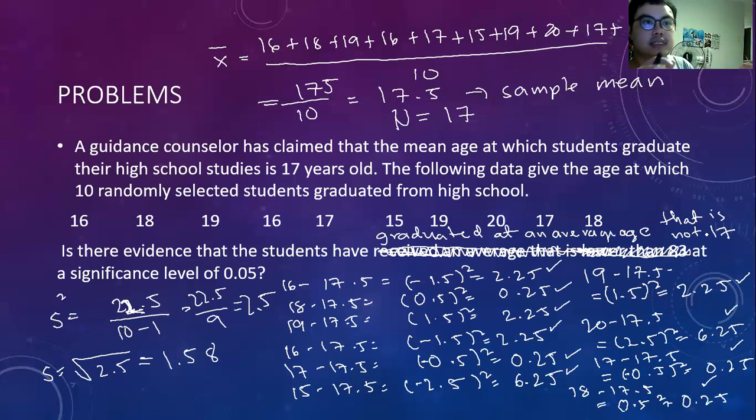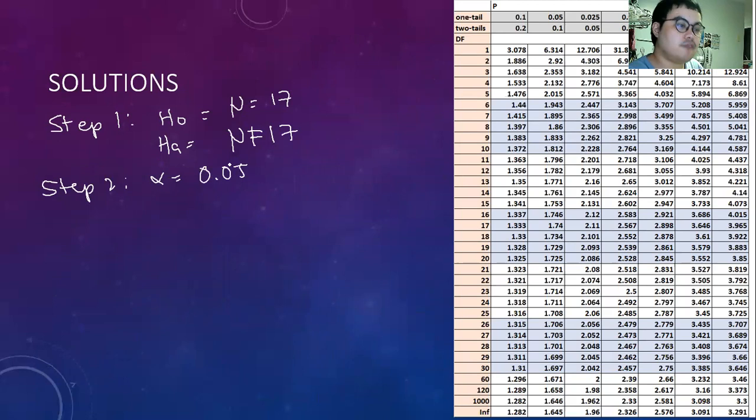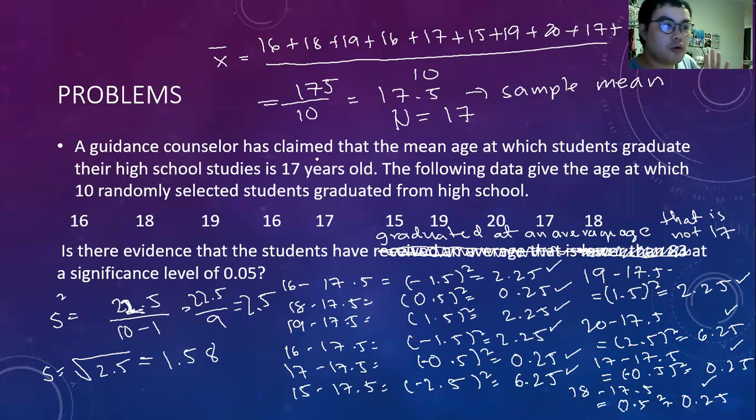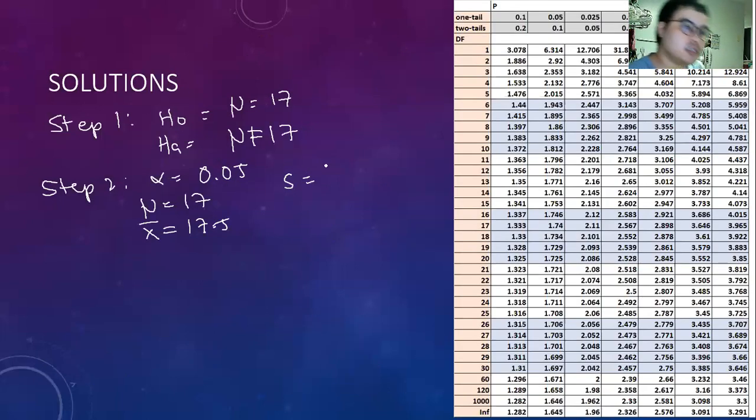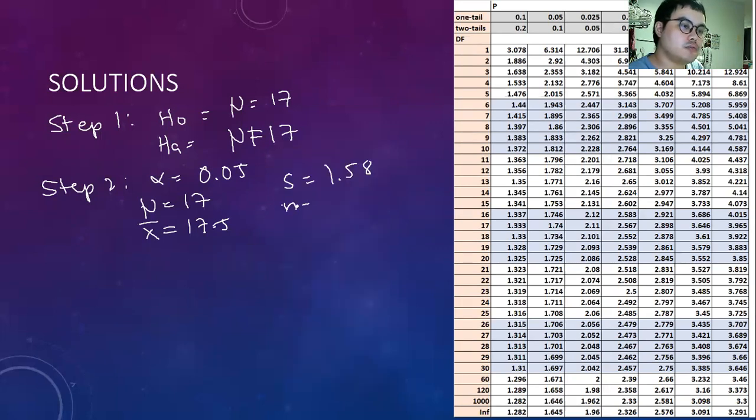So the claim is the average age of graduating high school is not 17. Our alternative hypothesis is not 17. In step 2, the significance level is 0.05, mu is 17, the sample mean is 17.5, S is 1.58, and N is equal to 10.